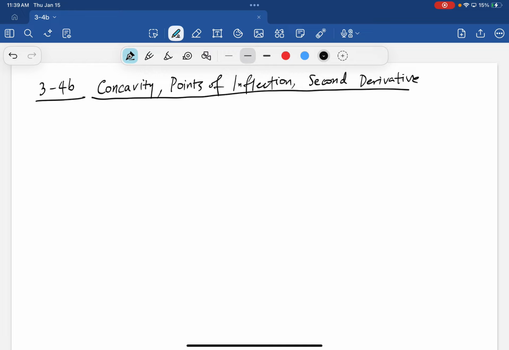Okay, a function that opens downward is called concave down. So when it opens downward, we say that it's concave down. When it opens upward, it's called concave up.